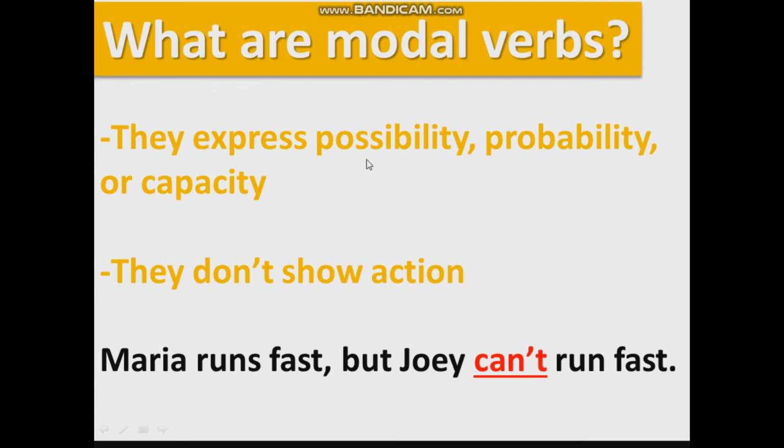Modal verbs express possibility, probability, or capacity. They don't show action. For example, Maria runs fast, but Joey can't run fast. Run is the normal verb. Run shows action. Can't is not a normal verb. It doesn't show action. It expresses possibility, probability, or capacity.